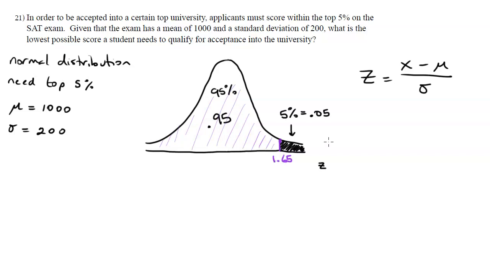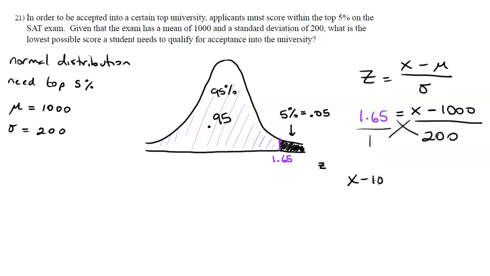That z value, I know what it is. It's 1.65. Equals, I don't know the real life value, that's what we're trying to find. The population mean is 1,000. Divided by the standard deviation, which is 200. I can actually cross multiply here. So x minus 1,000 equals 1.65 times 200, right? So move that decimal point 2 places over. 165 times 2, that should be what? 330? 1.65 times 200 is 330.